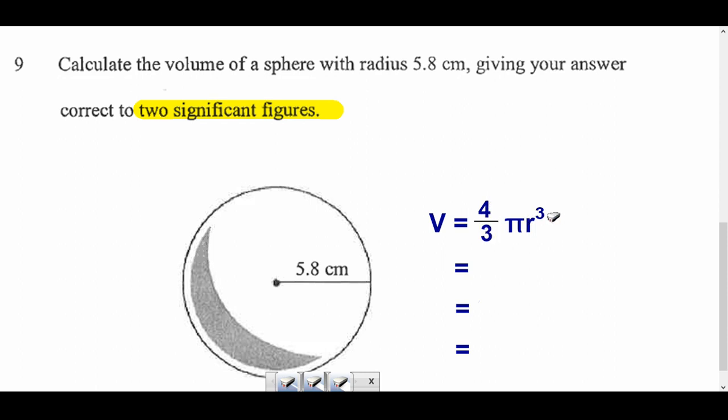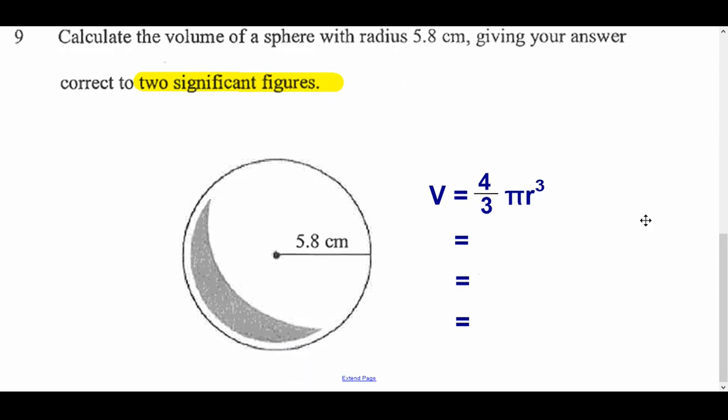I say this because over years of experience, I've seen people writing 3 over 4. They've written r squared, just different things, thinking they know it, they don't, and they write it down. Now it's in the formula sheet, you should be able to write it down properly from there. Just take your time. So let's do this then. So 4 divided by 3, you can use the pi button or 3.14, and the radius in this case is 5.8, so 5.8 cubed.